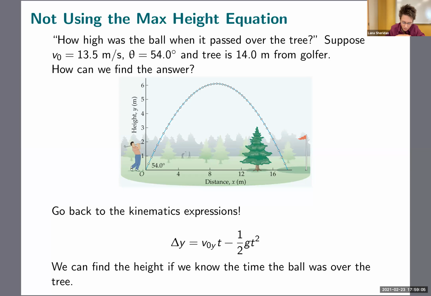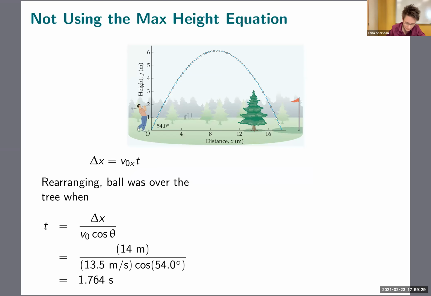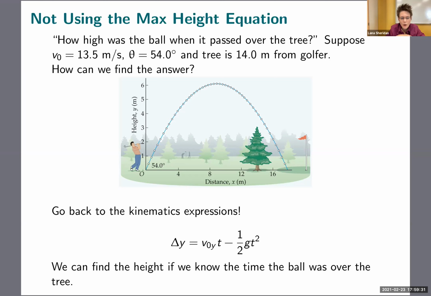Suppose that you have an initial speed of 13.5 meters per second. You have a launch angle of 54 degrees. So they told you those things. The tree is 14 meters from the golfer. What do we not want to do? Sorry guys, hang on. Okay. I just told you what we don't want to do in this case, and I hope it's clear: we don't want to use this equation.